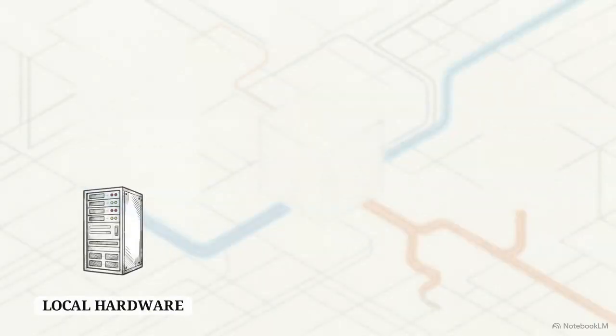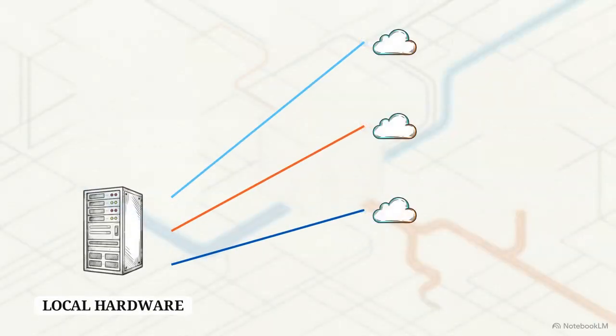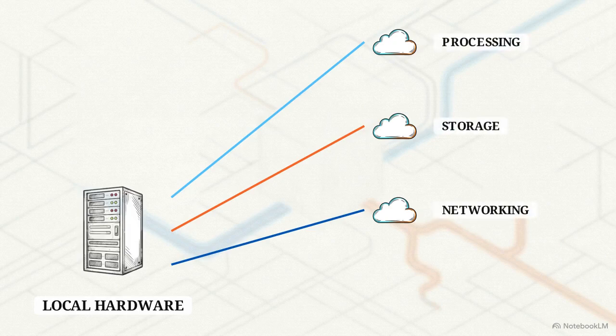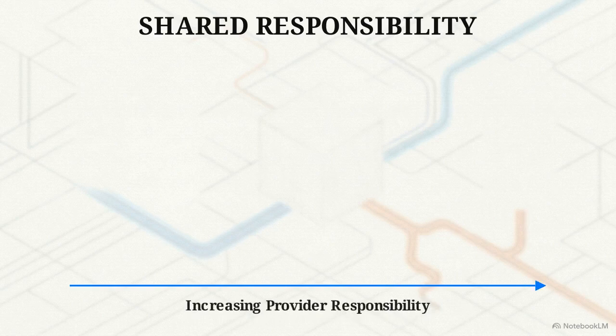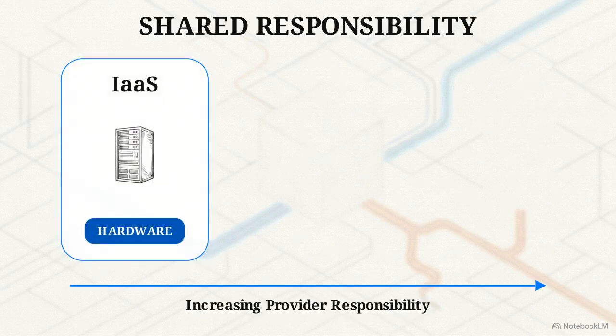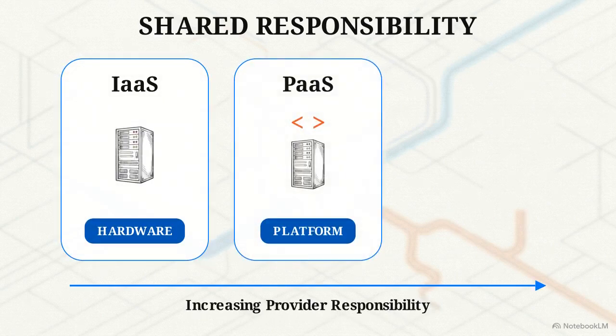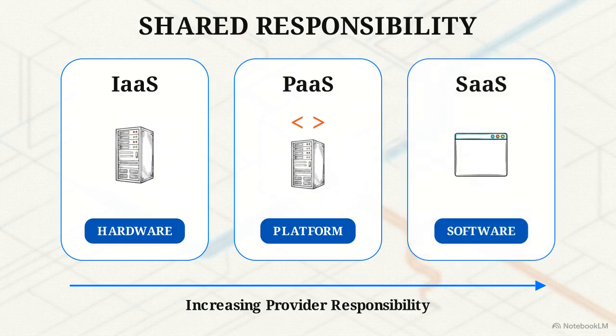Cloud computing is the practice of moving processing power, storage, and networking away from local hardware and accessing them remotely as services. This creates 3 distinct baselines of shared responsibility. In IaaS, you rent raw infrastructure. In PaaS, you receive the platform. In SaaS, the software is managed.